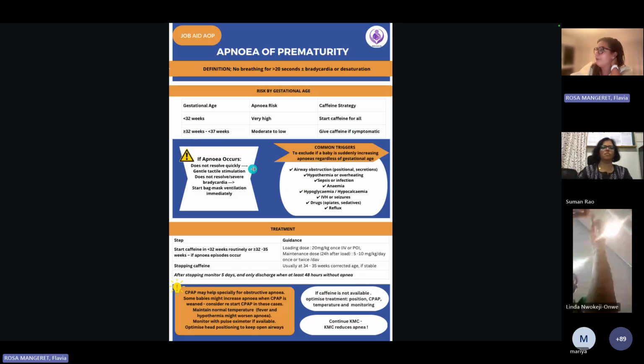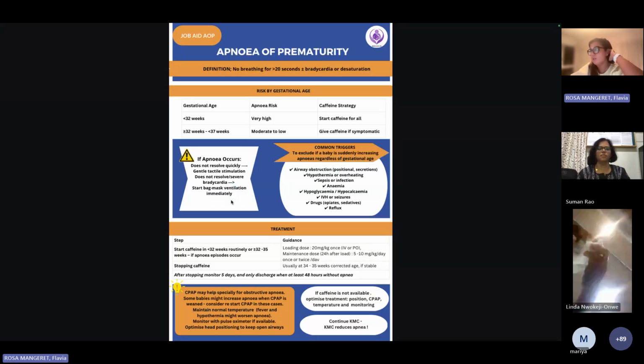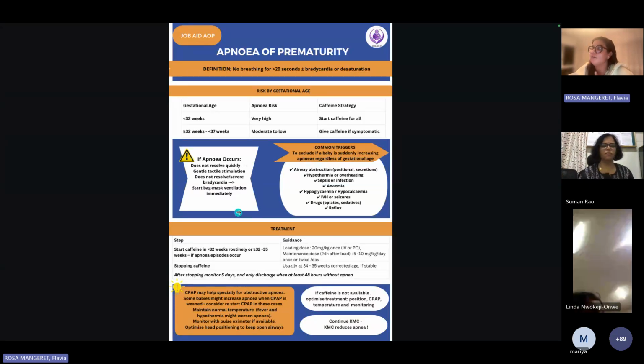If apneas occur and do not resolve quickly, so gentle tactile stimulation does not resolve it, or there is a severe bradycardia, of course, start bag and mask ventilation. If the baby is not responding to tactile stimulation, don't waste much time stimulating the baby. Start basically resuscitation measures. Of course, before bag and mask ventilation, open the airway and then start bag and mask ventilation.